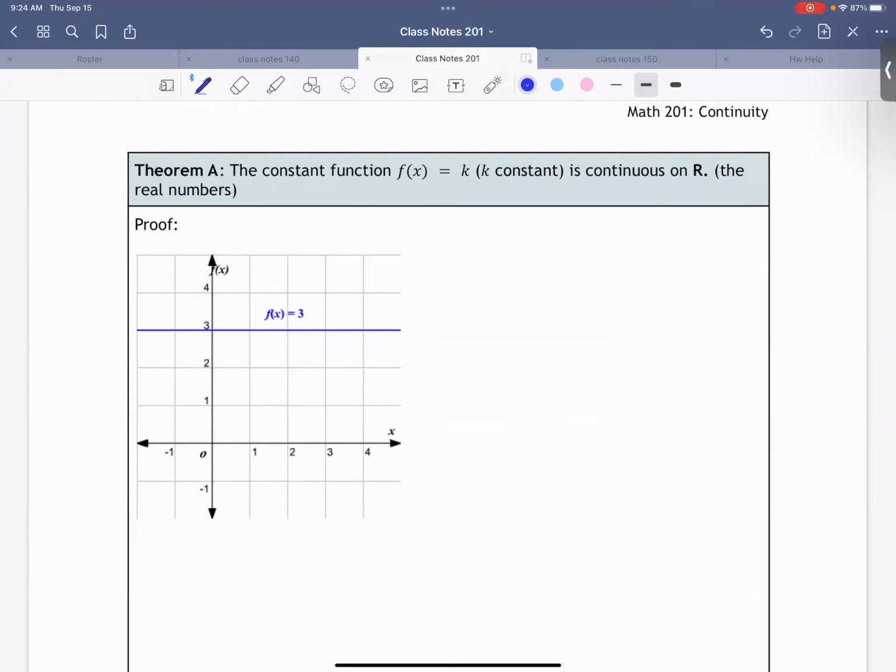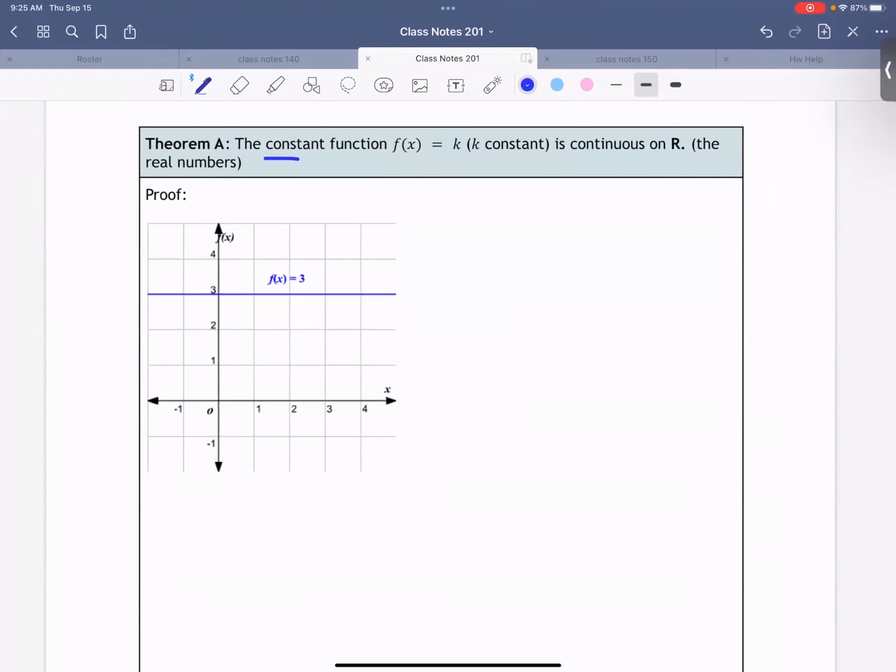Few more theorems to go through. The first one, we're going to talk about different types of functions. We're going to see where they're continuous. And instead of checking to see if the function's continuous at all these different points, maybe we can just say the function's continuous because it's this type of function, okay? So first of all, we have the constant function. And this theorem says that the constant function is continuous on the real numbers, which means it's continuous everywhere, okay?